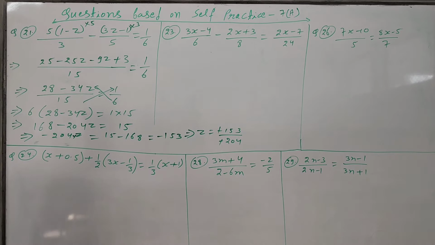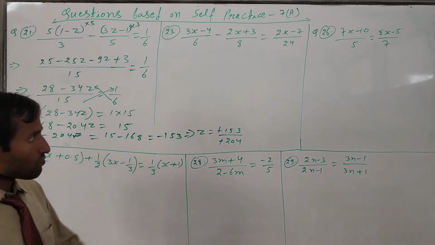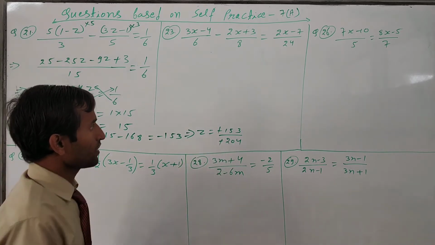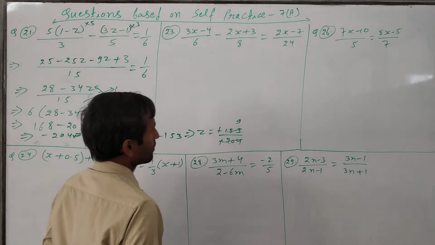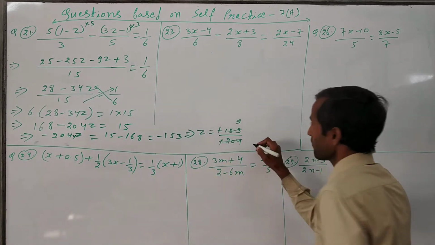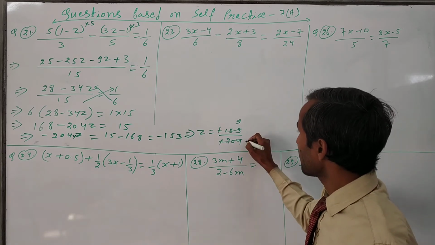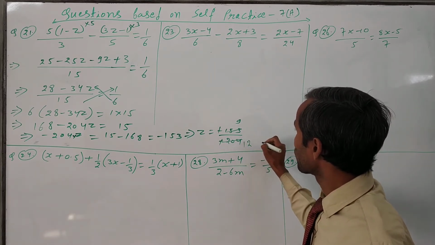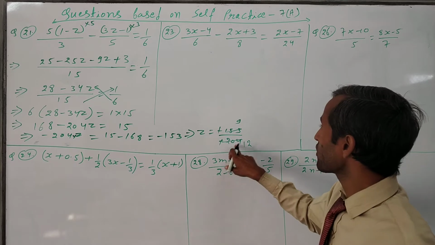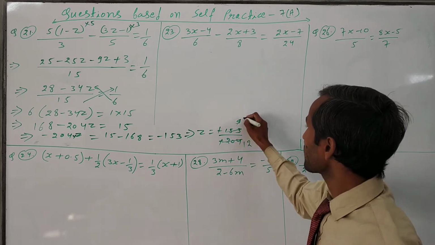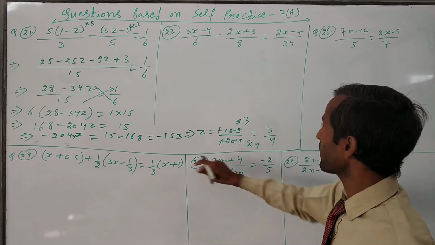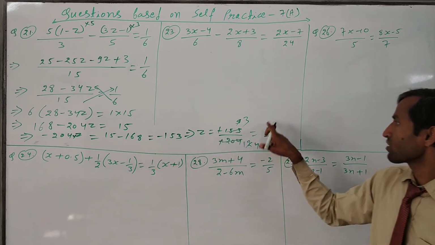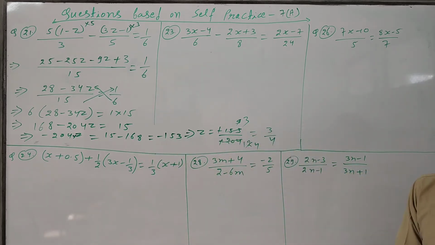Now we have to cancel out by the 17 table. 17 times 9 is 153, and 17 times 12 is 204, so it becomes 9 and 12. Now we cancel by 3: 3 and 4. So z is equal to 3 upon 4. The final answer is z is equal to 3 upon 4.